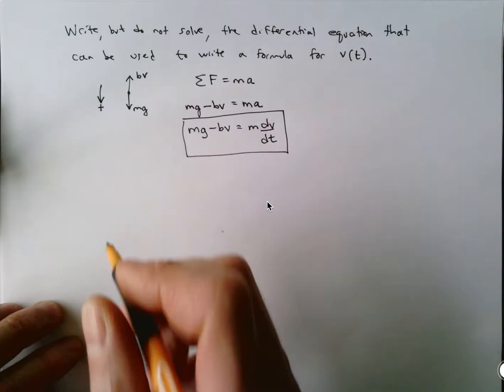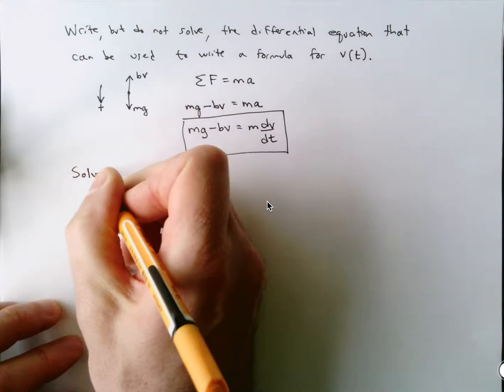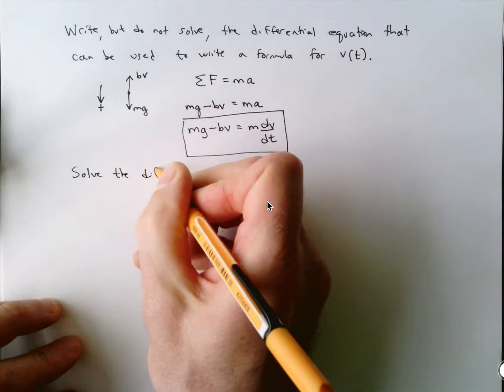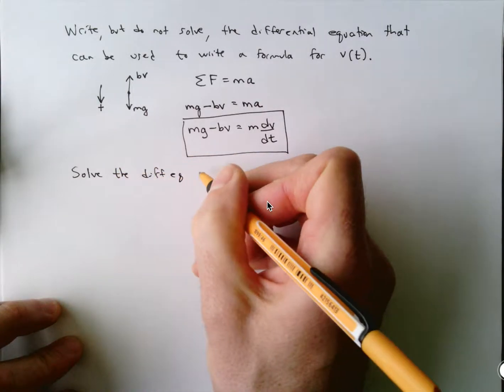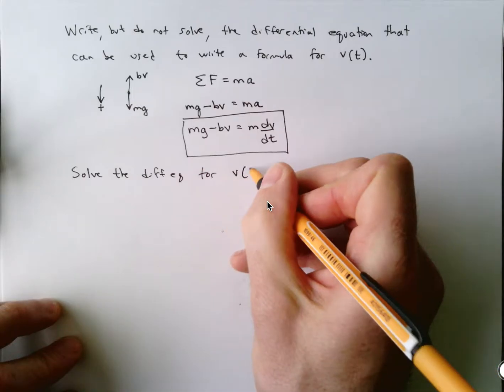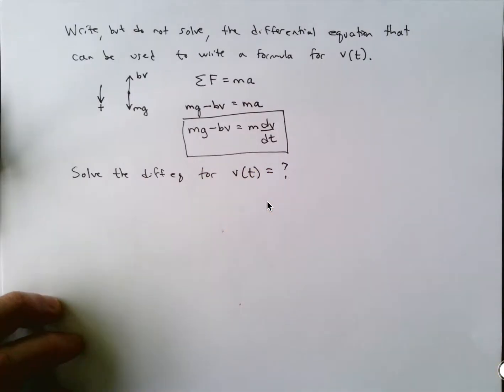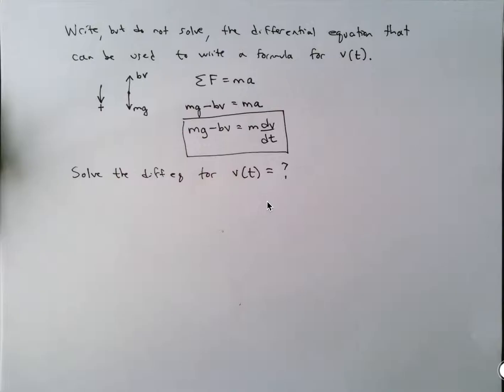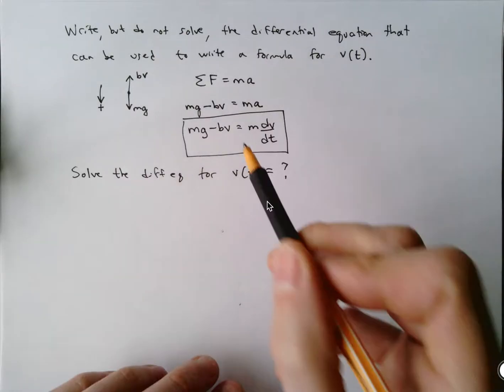Now, the hardest thing would be if they ask you to solve the differential equation for a formula for velocity as a function of time. That would be the hardest thing. And all it really is, is integration. It just takes a little bit of time, and you need to know the tricks of the technique. So let's take this equation.